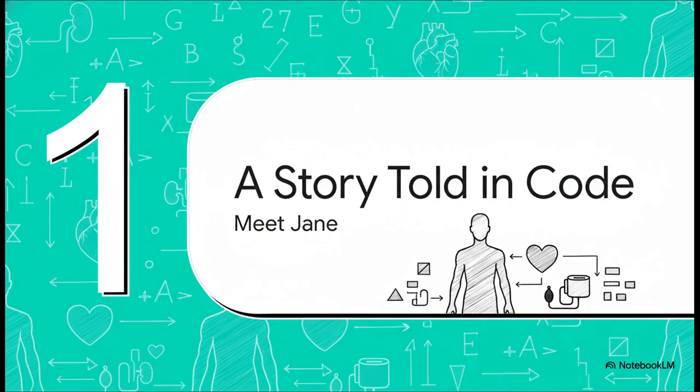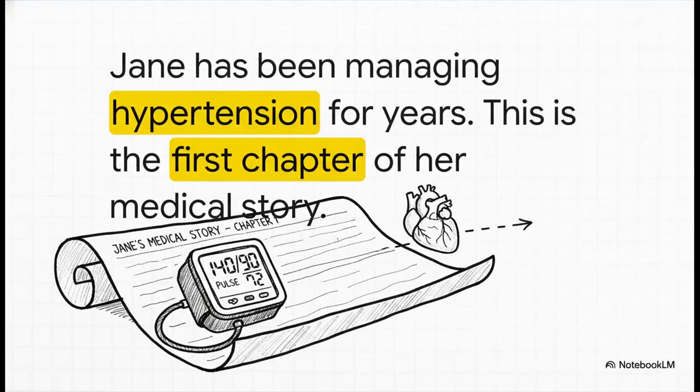Okay, to really get how this works, let's stop talking about abstract systems. Let's talk about a person. We're going to follow the medical journey of a patient we'll call Jane, and we'll see exactly how her story gets written in the language of ICD-10. So Jane's story starts with something a lot of us are familiar with, hypertension, which is just the fancy medical term for high blood pressure. For years, that's the main chapter in her medical file, just one single, consistent fact. But, as we all know, stories have a way of getting more complicated, don't they?